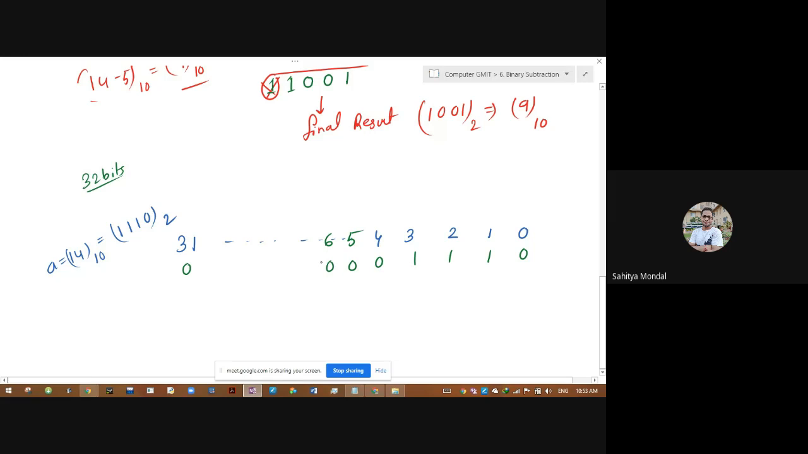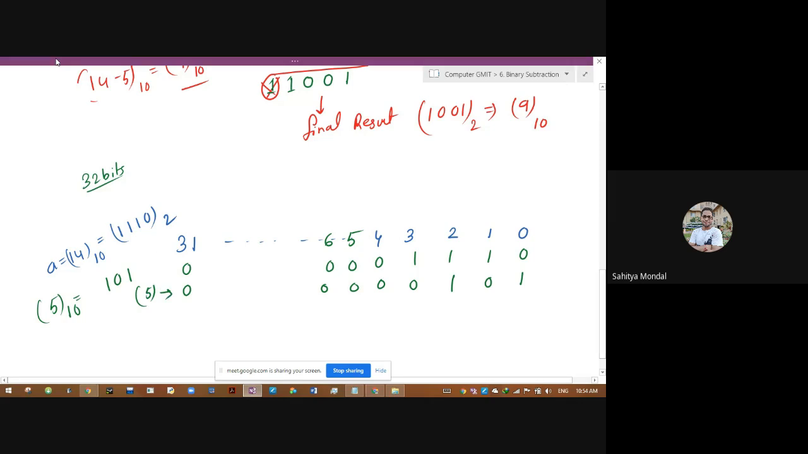Now after that, what I have to do is 5. Now 5, if I represent 5 in 32-bit, because my A is now 32-bit, I have to represent 5 as a 32-bit location. So if 5 is 101, and I represent it in 32-bit, what will be the result? 101, and all the rest will be 0. That is for 5.